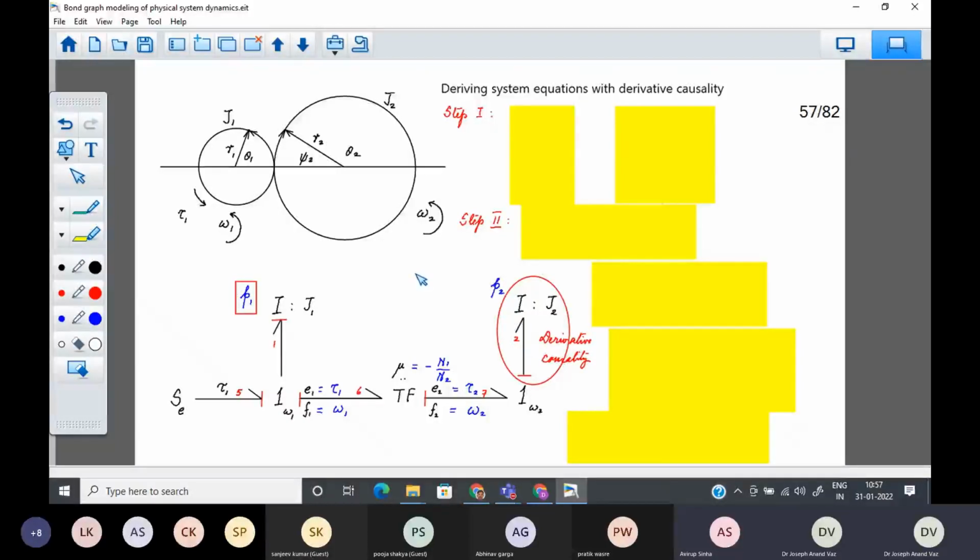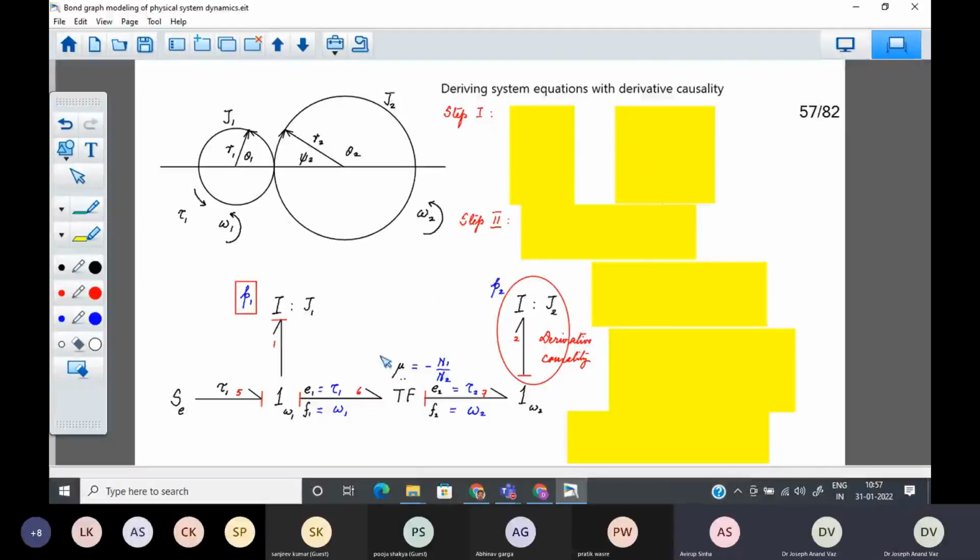We understand that we are not going to add the additional dynamics that is needed to rectify the causality. Let us see how the system equations would look like. So let us see how we derive system equations in the presence of derivative causality.